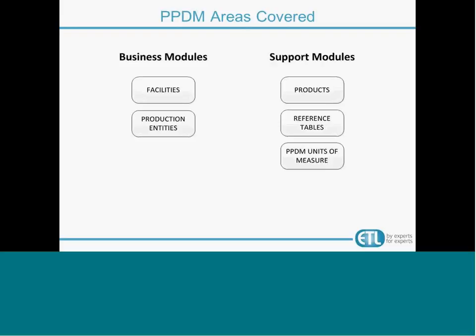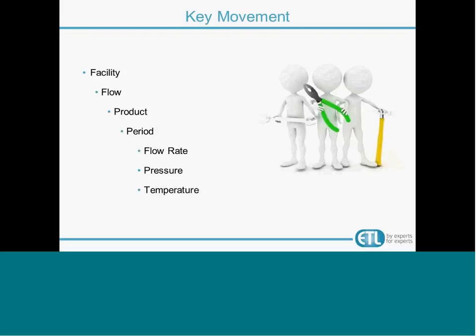The areas of PPDM we'll be covering, in the business module side of things, there will be facilities and production entities, and we'll also be requiring some support modules in terms of products, reference tables, and PPDM units of measure. The key movement we'll be looking at today is the facility flow through the product period, with flow rate, pressure, and temperature that we'll be moving through.